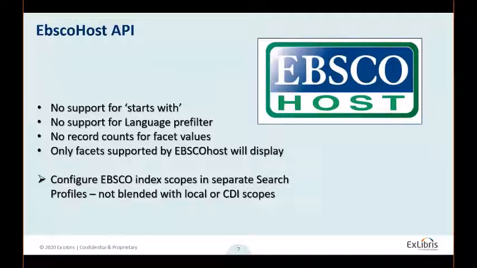Other than the resource type facet, facets that are not supported by the EBSCOhost API will not return results from EBSCO. If users select a resource type facet value, the system will return the non-EBSCO results and query EBSCO to return EBSCO records of that facet value. If any other non-supported facet is selected, no EBSCO results will be returned. Because the EBSCOhost API results do not include all the facet values, counts, and advanced search options, it is recommended that you have the EBSCOhost API scope in a separate search profile.